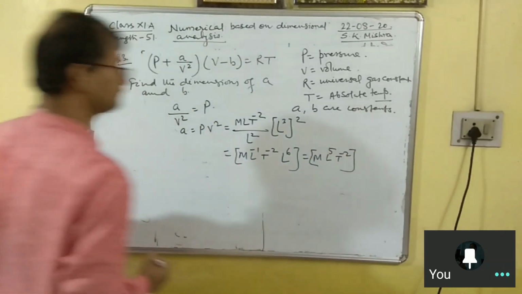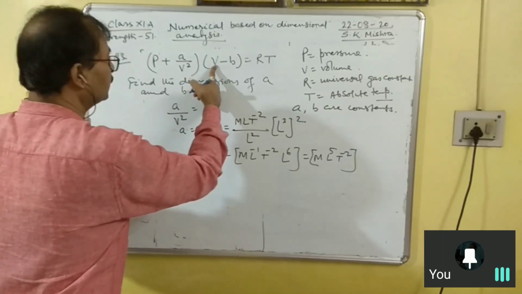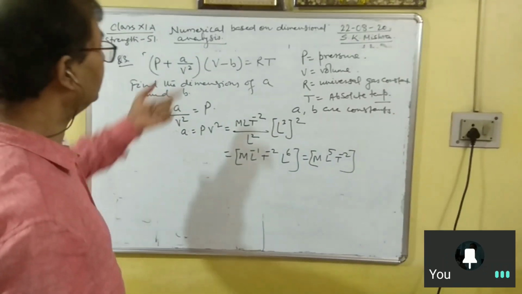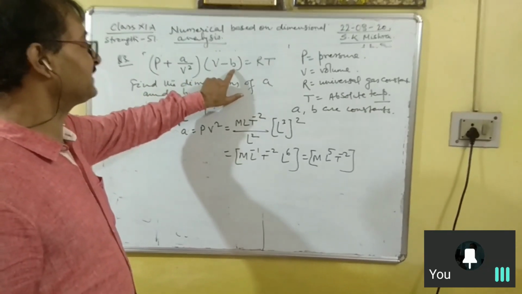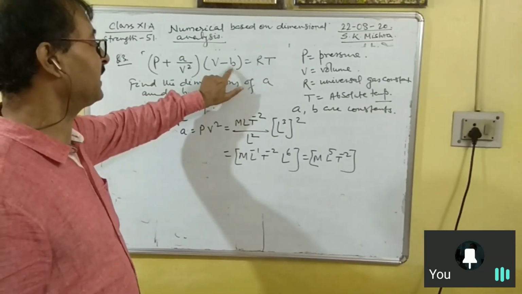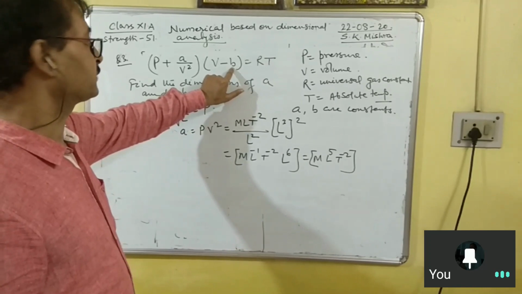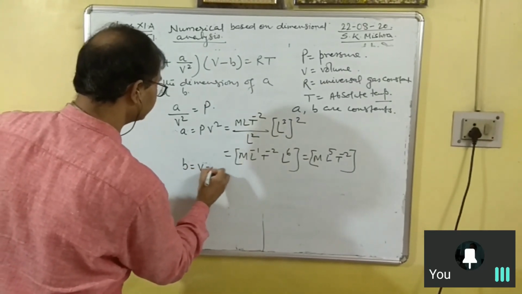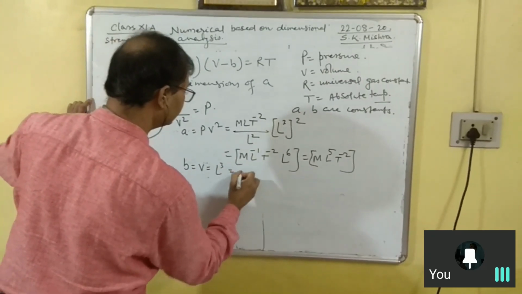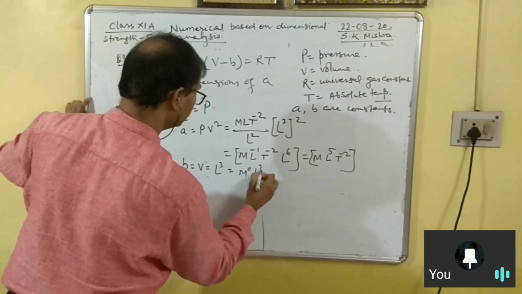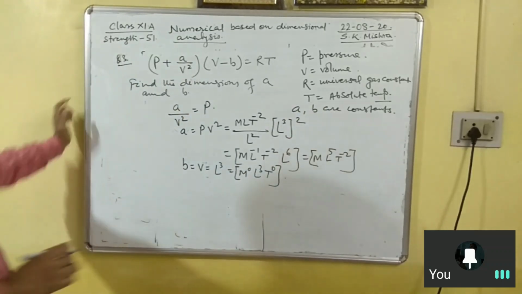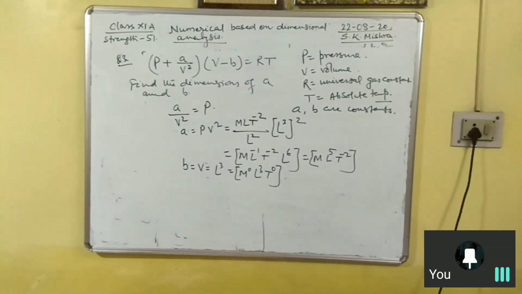Now this is volume. So B should have the dimension of volume only, because you can subtract something only if it has the dimension of volume. So B is equal to V, and V is nothing but L cube. You may write M naught L cube T naught. Okay, so this way you can find the dimension of A and B.